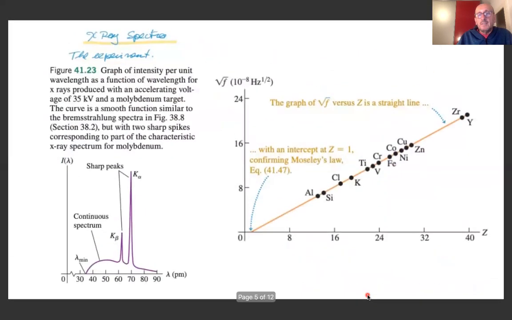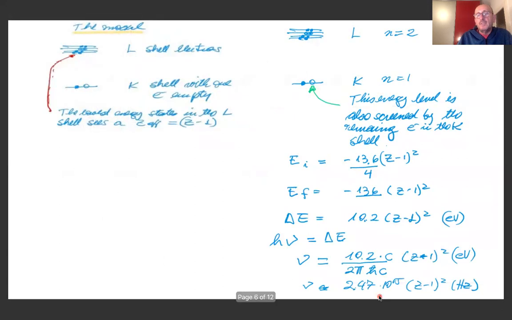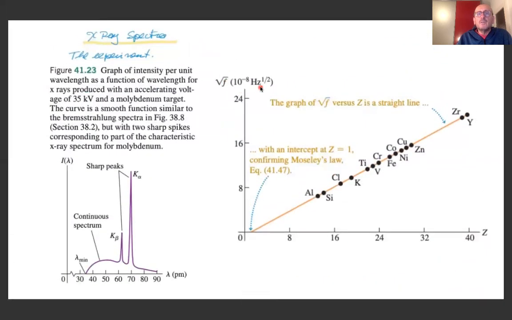It would be nice if you could check if this experimental line drawn here over the actual values has a slope that coincides with the slope predicted by this number here. Okay, this is the interesting part. I don't know if this value is right actually. Yeah, I guess it is, because here I have hertz and here I should have square root of hertz. Yeah, square root of hertz, perfect.